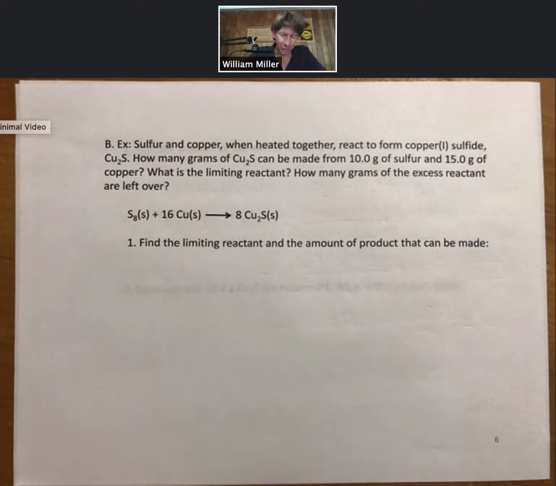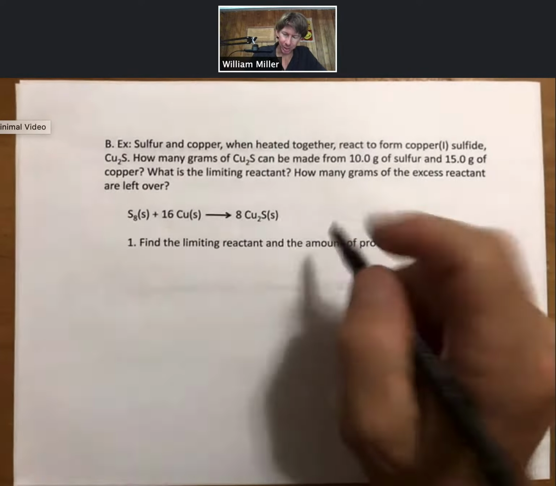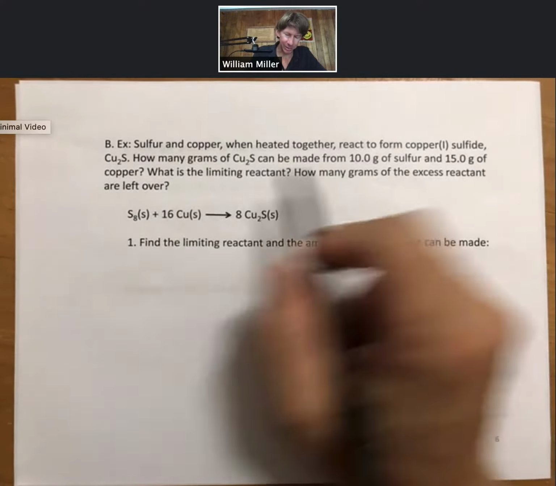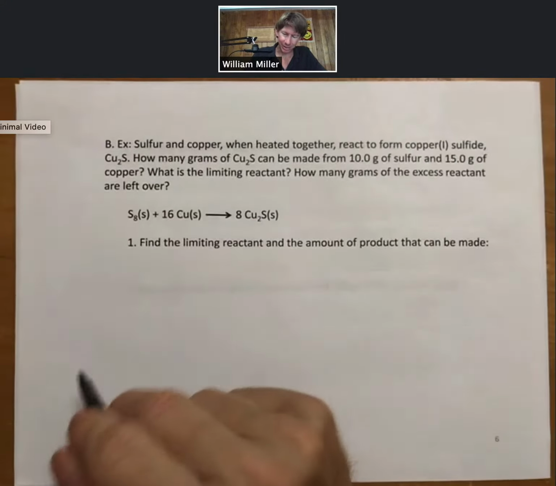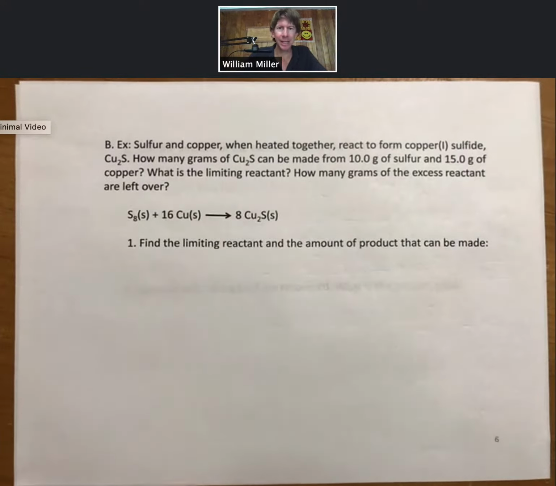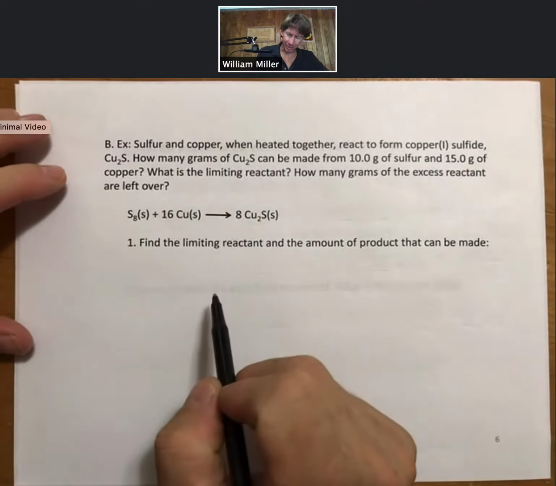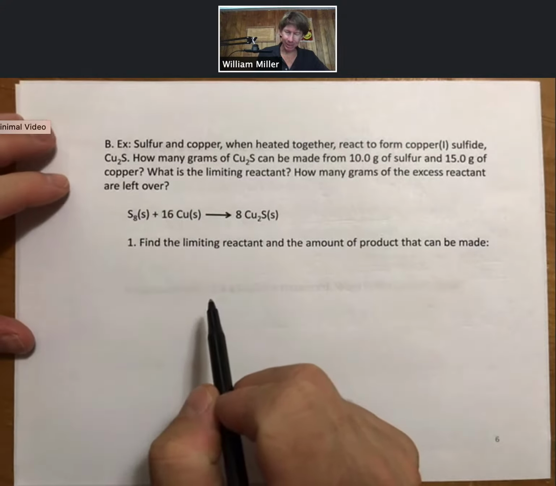This example has sulfur and copper with our grams of sulfur and grams of copper. It asks what is the limiting reactant and how many grams of the excess reactant are left over. It has the balanced chemical reaction, and so this is, again, a very typical type of quiz or exam problem. You'll find some of these on the homework as well. Find the limiting reactant and the amount of product that can be made.